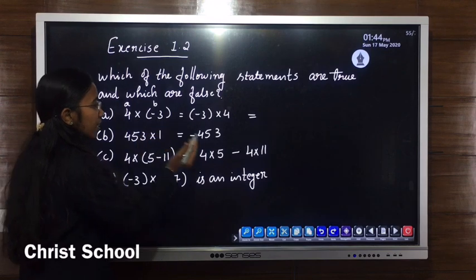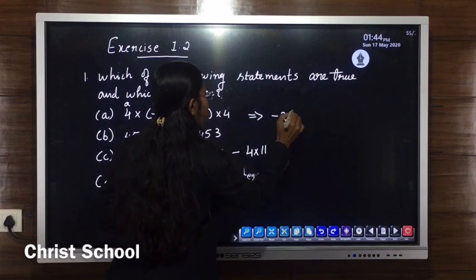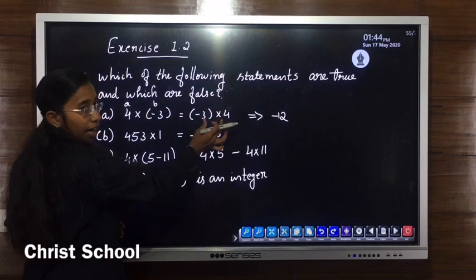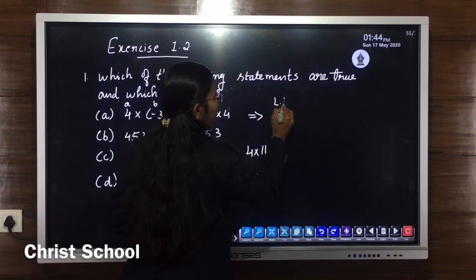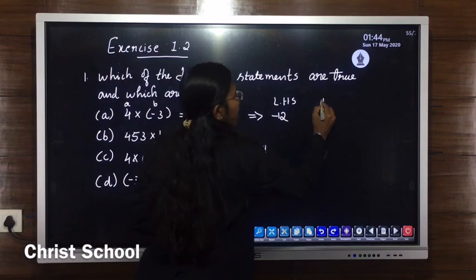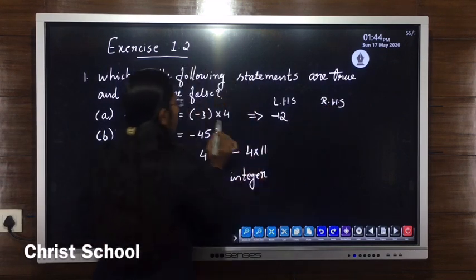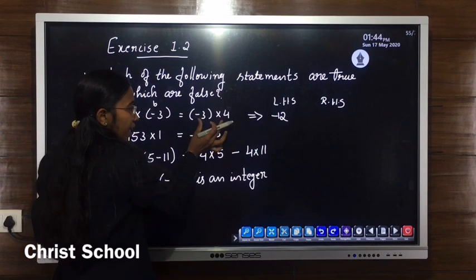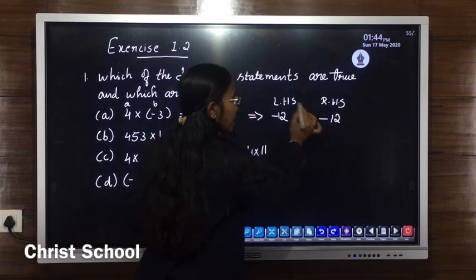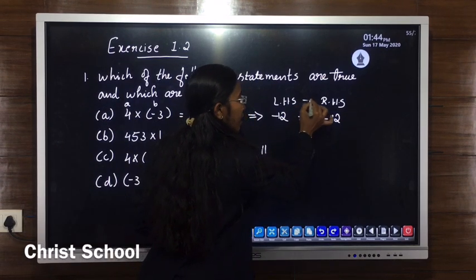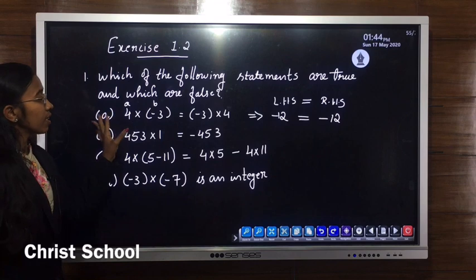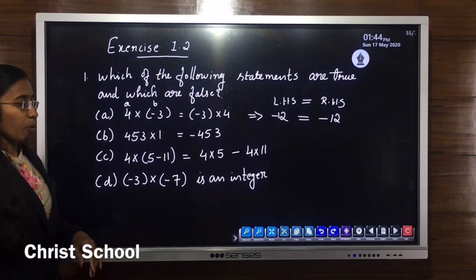4 into minus 3 is minus 12. Here minus 3 into 4, this is also unlike integers. So here in the first question, our LHS answer is minus 12, and our RHS part, minus 3 into 4, this is also unlike integers, so our sign is always negative. 3 4s are 12, which means LHS and RHS are equal, that is LHS equal to RHS. So the first property is true because this is under the commutative property.